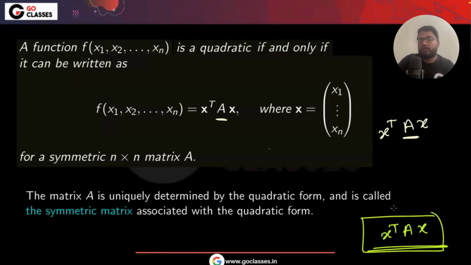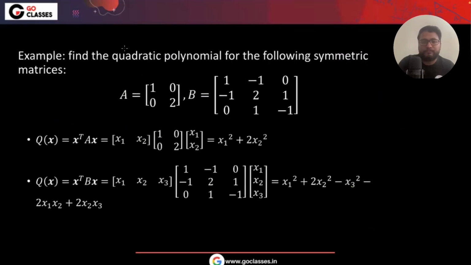So what they're saying is that the matrix is uniquely determined by the quadratic form, and it is called the symmetric matrix associated with the quadratic form. So you can have the quadratic form and represent it as X transpose AX, where A is a symmetric matrix, and it is a unique symmetric matrix associated with the quadratic form. Anyway, let's just see the examples and you will get to understand.